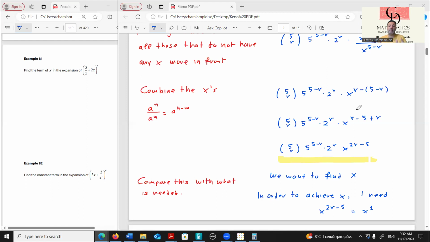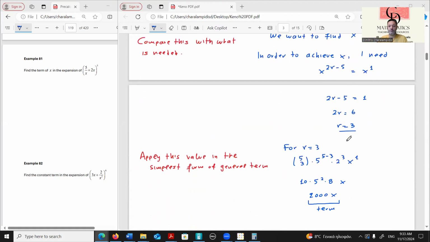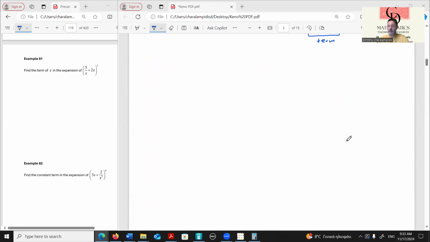Once we have that simplest form of the general term, we have to compare it with what we were looking for. Were we looking for the term containing x squared, for the term containing x, for the term containing x to the power 5? We should compare that variable part, which includes expressions in terms of r, with what we want. From there, we should find the value of r, and the rest is applications. Let's see a second example, and this time we will do that quicker.